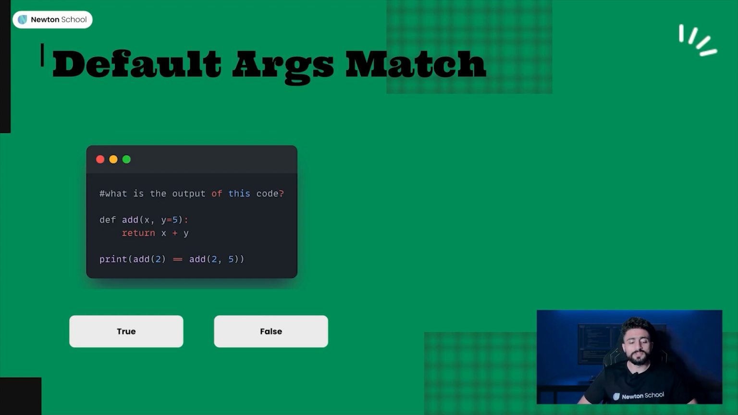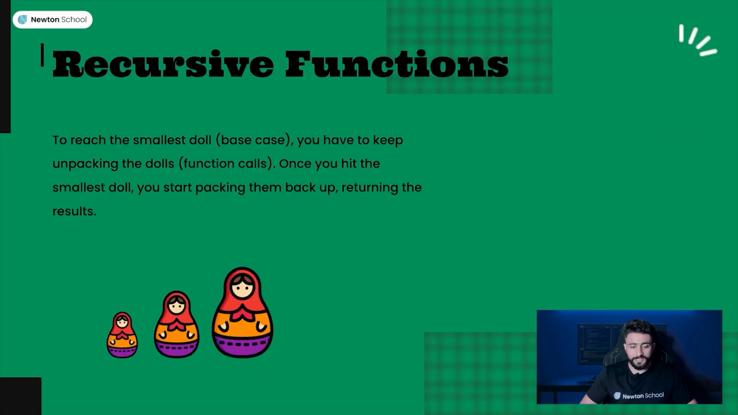So what will be the output of this code? We have an add function where x is there and y is equal to 5. We are returning x plus 5. This is a function, right? I hope you know what y is equal to 5. Let me show that.